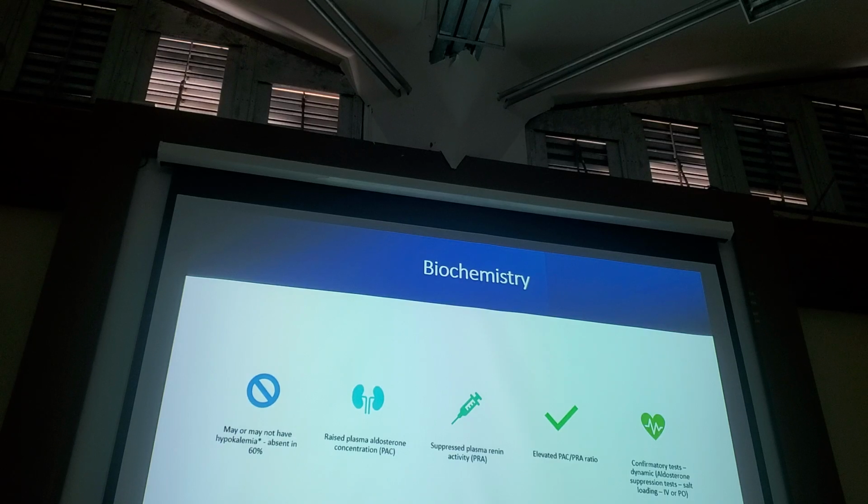Aldosterone is increased, and what do you expect for the renin activity? Decreased. And so we do a ratio of PAC to PRA. Plasma aldosterone concentration is elevated, plasma renin activity is low, so that ratio will be elevated, right? We typically say more than 20, but it depends on whether you're supine or erect and so forth. But what you need to recognize is that aldosterone is elevated, renin is low, and the ratio is high.